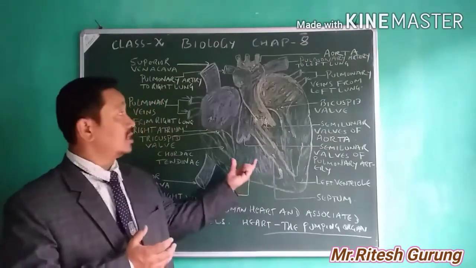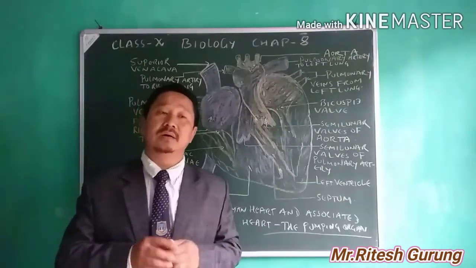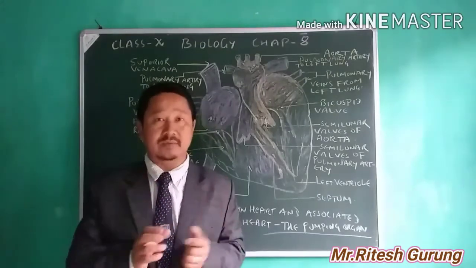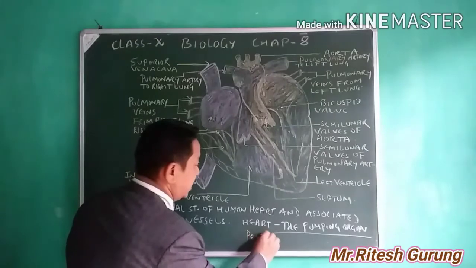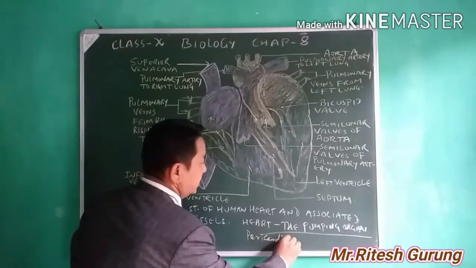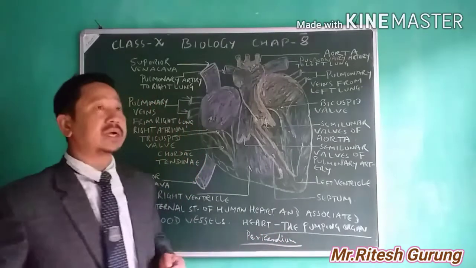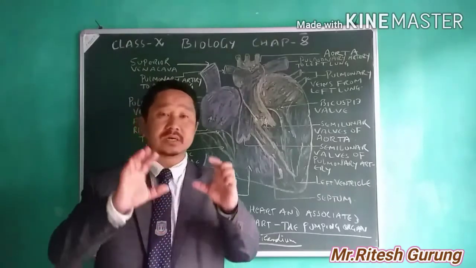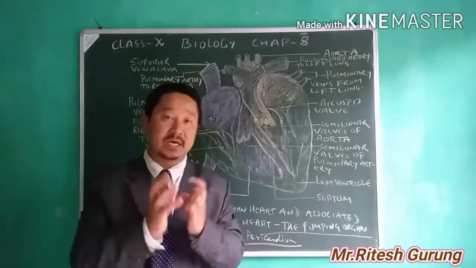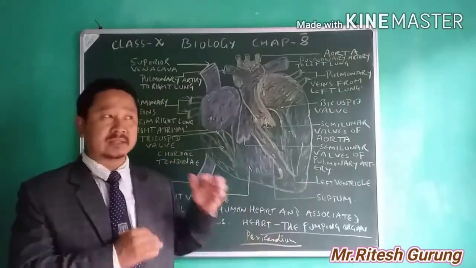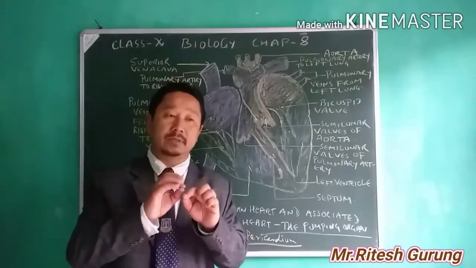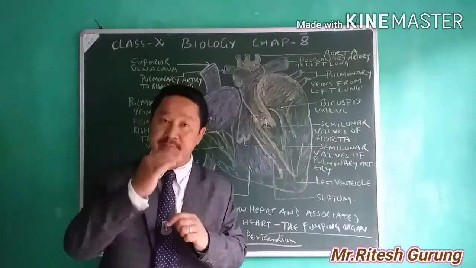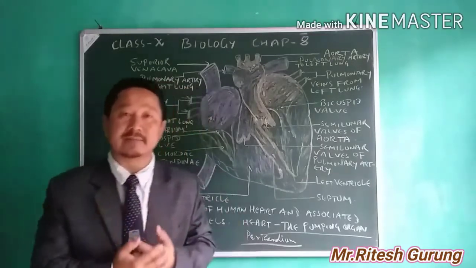Then the covering. The heart is covered by a double membranous covering called the pericardium. This pericardium is a double membranous covering that encloses the heart, and it contains two membranes.